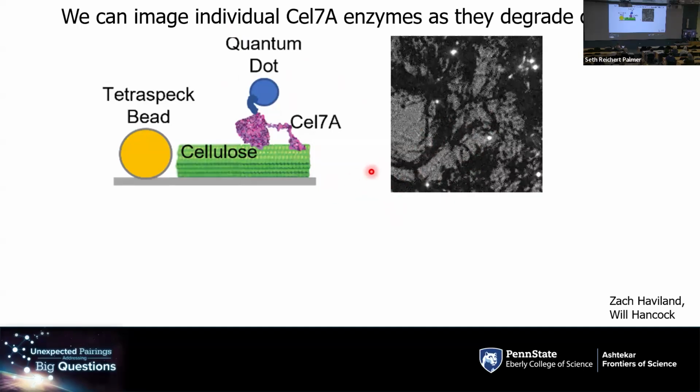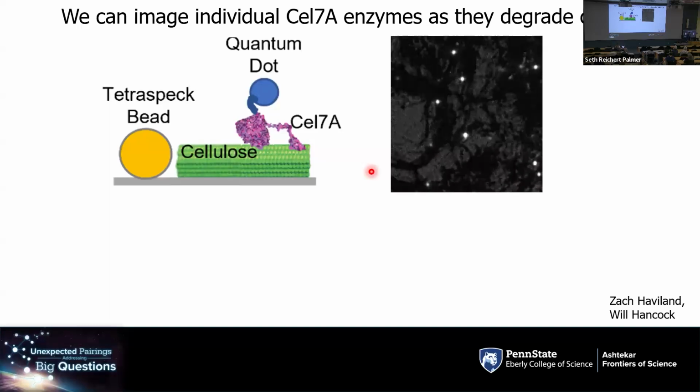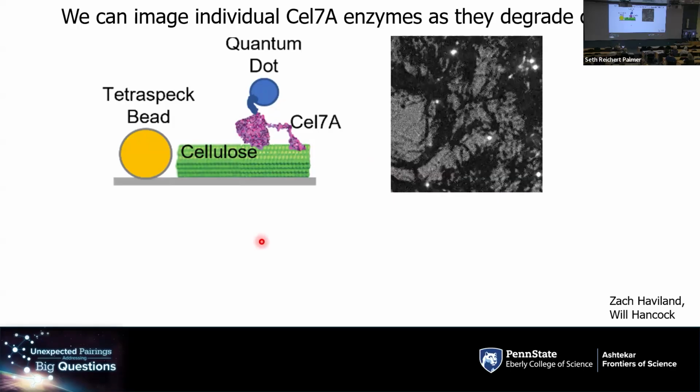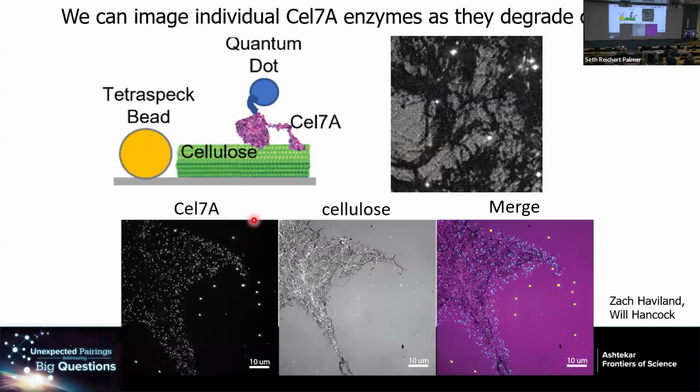So that cellulose, in this case, is showing up as dark in this particular micrograph. And we can image these brightly labeled, quantum dot labeled cellulase enzymes as they land on the cellulose and start to degrade it. You can see that over time, the density of these fluorescent dots is increasing on the cellulose. And if we look at an accumulation of all of the CEL7A enzyme in relation to the cellulose, as we can see it on the microscope, you can see that those two things are lining up nicely, meaning that our enzyme is specifically binding to cellulose.